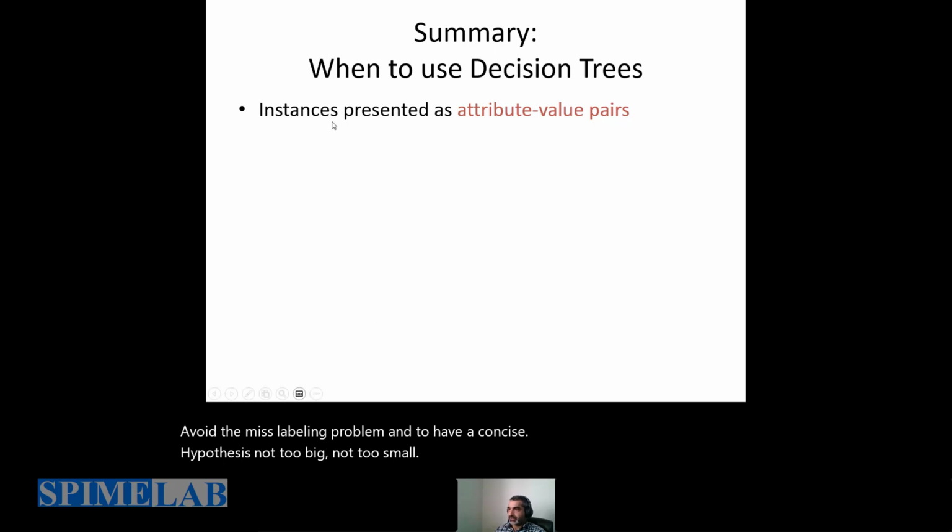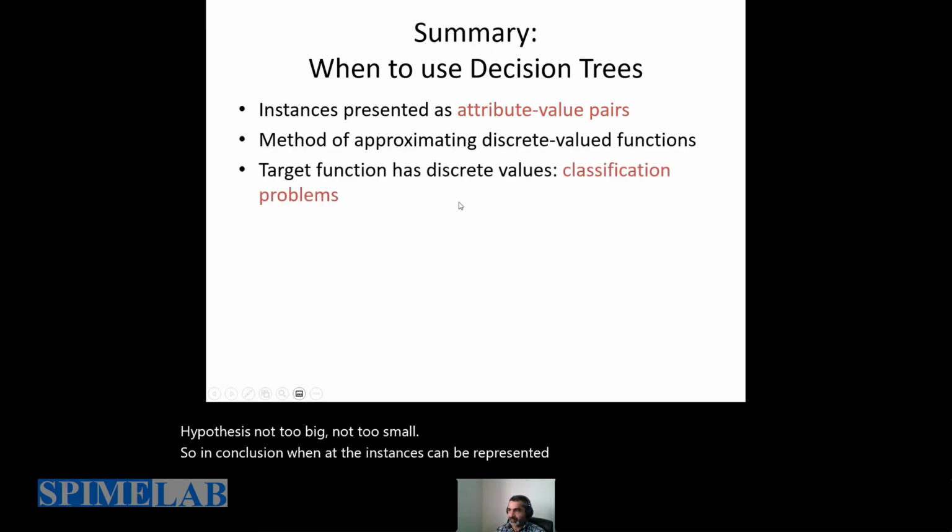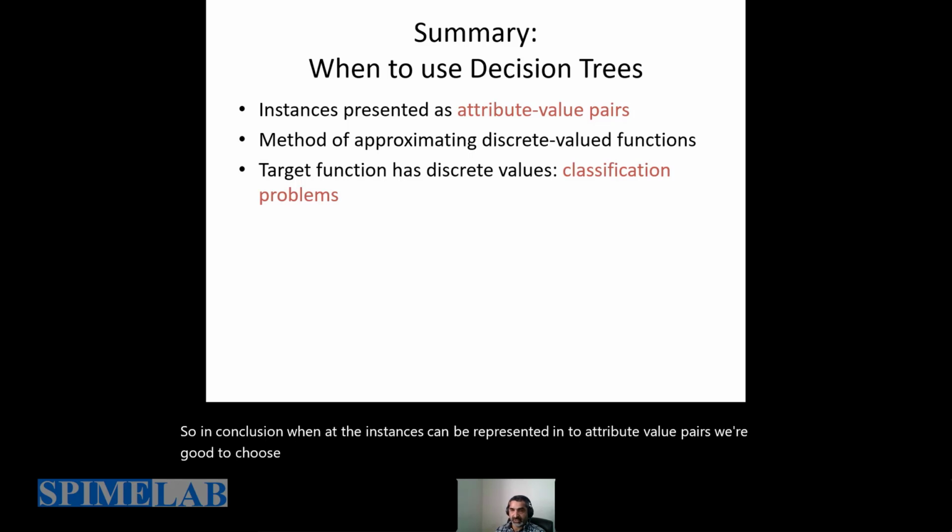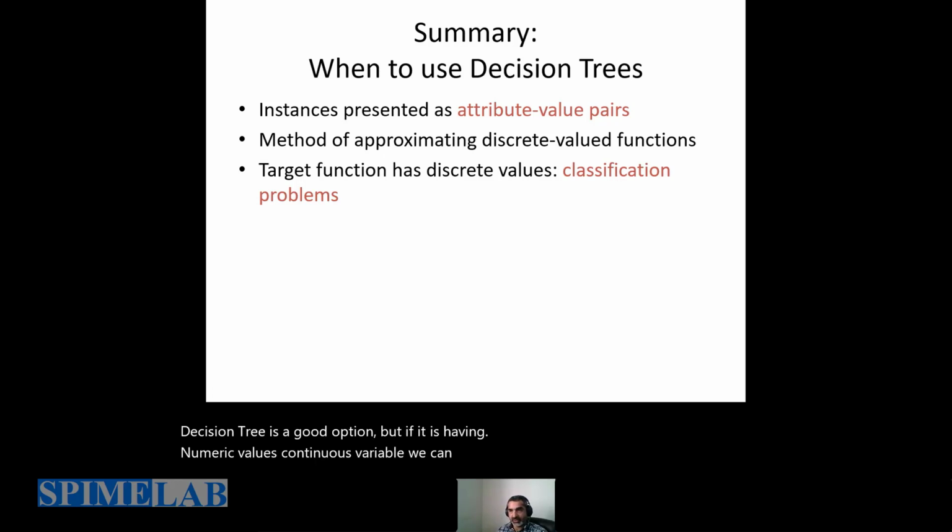So in conclusion, when the instances can be represented as attribute value pairs, we are good to choose a decision tree. It is mostly if the dependent variable is having discrete values, a decision tree is a good option. But if it is having numeric values, a continuous variable, we can still use a decision tree. We refer to those decision trees as regression trees. And the concise term is CART, classification and regression trees.